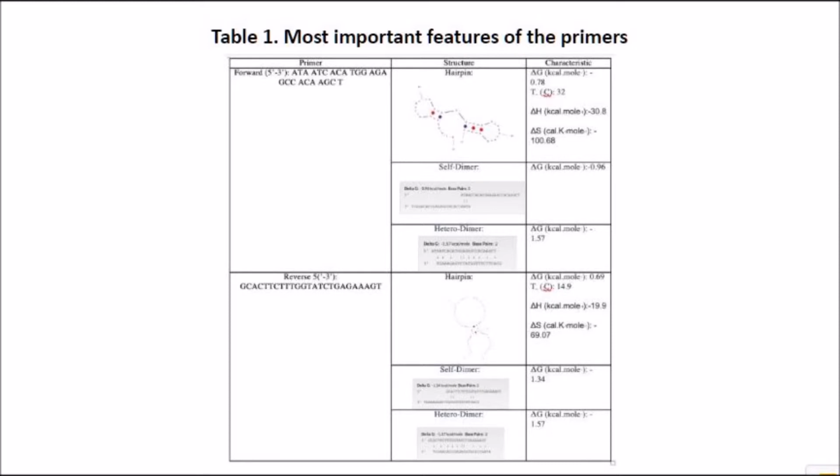For hairpins, the tolerated range of delta G is greater than -3 kcal per mole, at least -1. In this case, for the two primers, the delta G values in the hairpins analysis are positive values, so its stability is good. For the self-dimer and heterodimer analysis, the tolerated delta G values are greater than -5 or greater than -6 kcal per mole, at least -1, which led us to say that the secondary structures formed by these primers are stable.